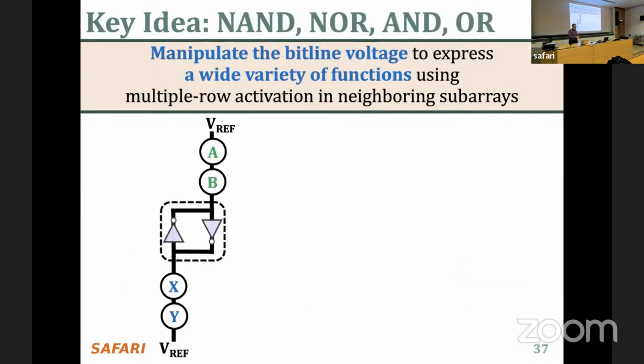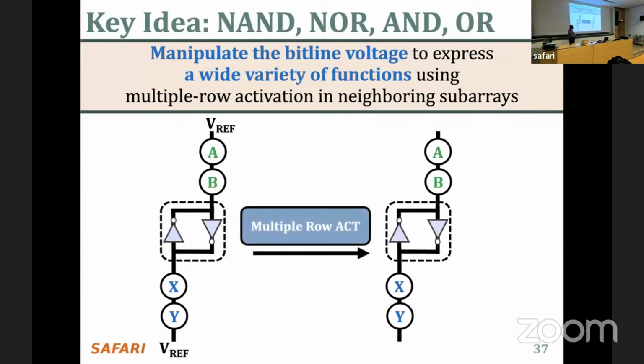Also, you can manipulate the bitline voltage to express a wide variety of functions using multiple row activation in neighboring subarrays. Here you can have several rows, and in the source subarray you can also have several rows, and then you can do multiple row activation. After doing multiple row activation in this subarray, you're going to have a voltage VXY, which is the result of charge sharing of all these rows that you activate. In the upper subarray you're also going to have VAB, which is again the charge sharing of A and B. Then using this sense amplifier, you can compare VAB and VXY. And if you handle these values smartly enough, you can implement AND, OR, NAND, and NOR operations.